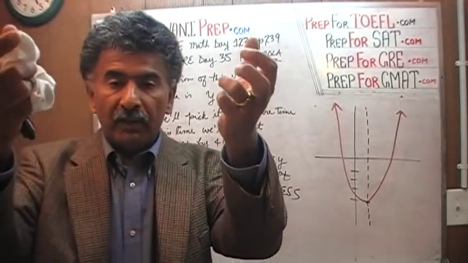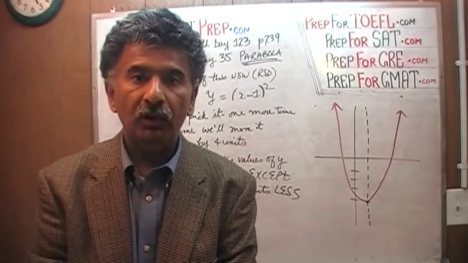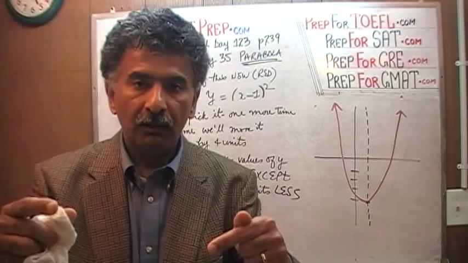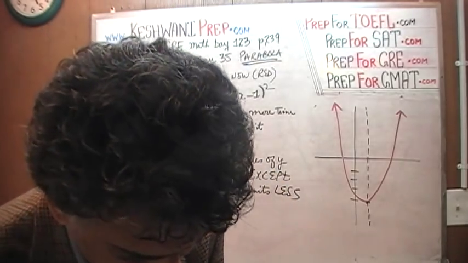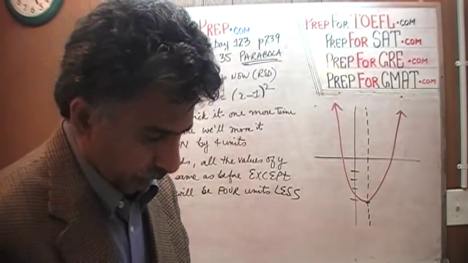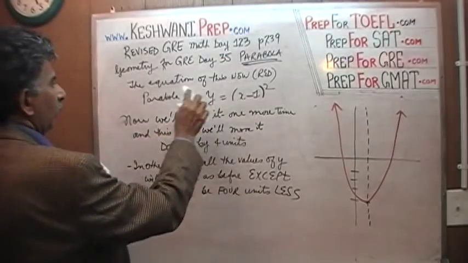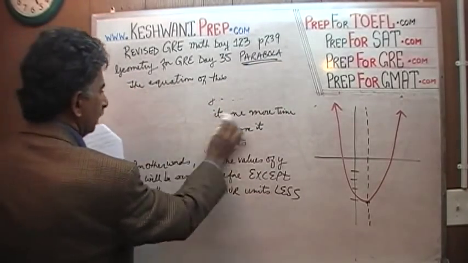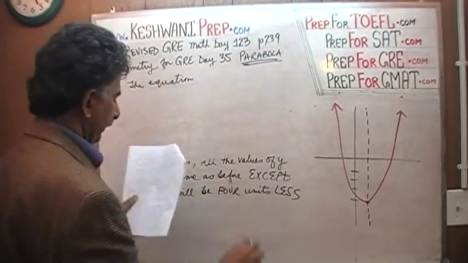Now, we are going to drop this thing by 4 units down. We're going to lower it by 4 units, and therefore all the values of y are going to be 4 units less than before. To compensate, we're going to have to add 4 to the values of y. And the equation is going to look like this.